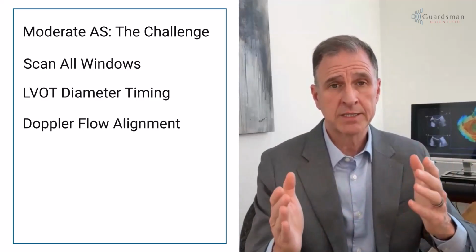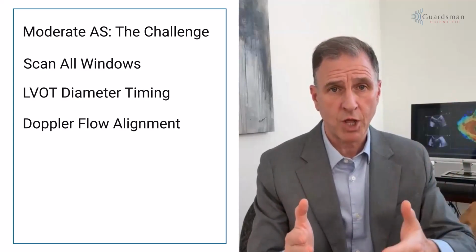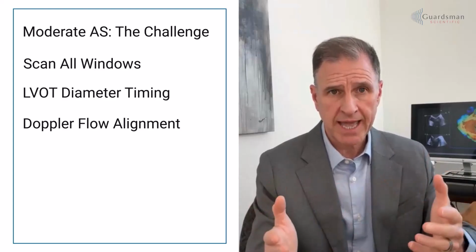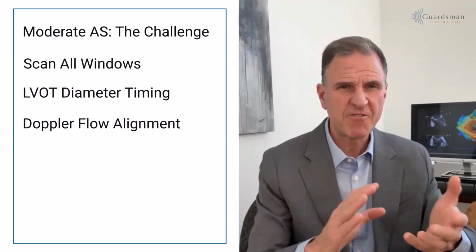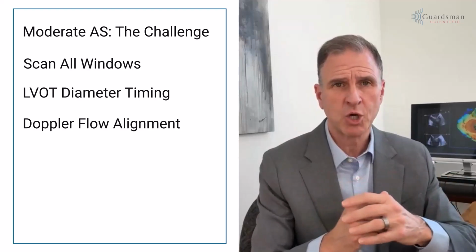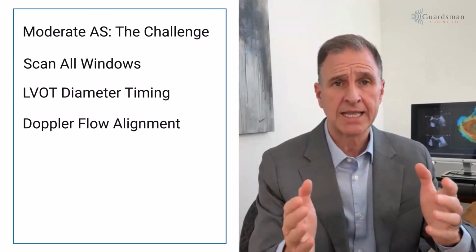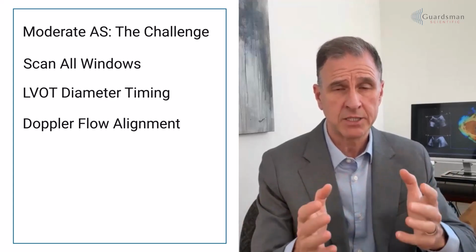The third element is the alignment of your continuous wave Doppler with the flow. And we all know through the cosine of the angle Doppler equation that we need to be within about 15 degrees or so of the flow going across the aortic valve. If we're above that, then obviously we will underestimate the peak velocity. So the alignment is critical.